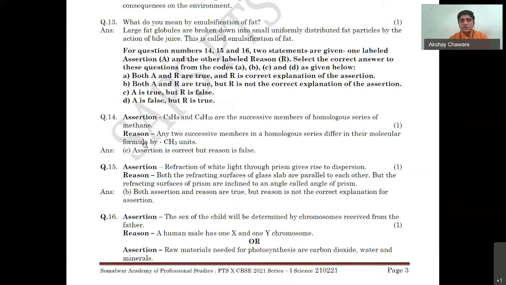So actually in this reason they differ by molecular formula CH2, not CH3. तो अगर CH2 होता तो हम correct लिखते उसको, right?